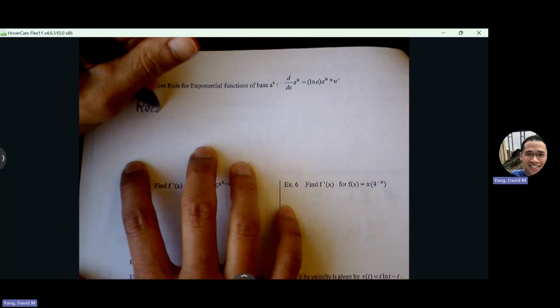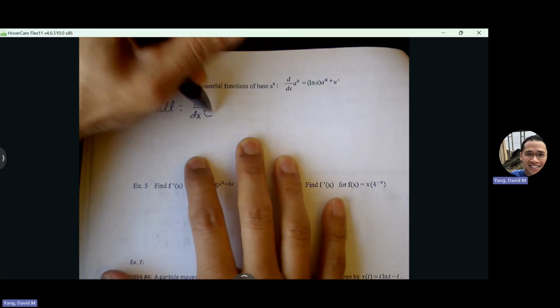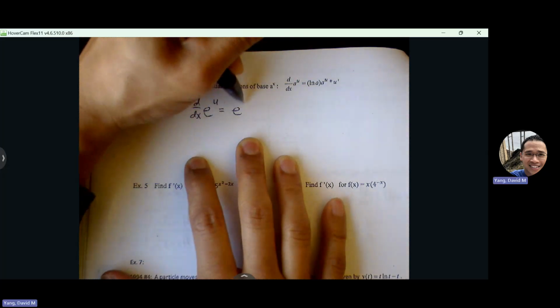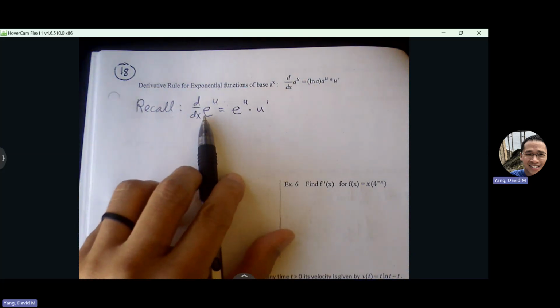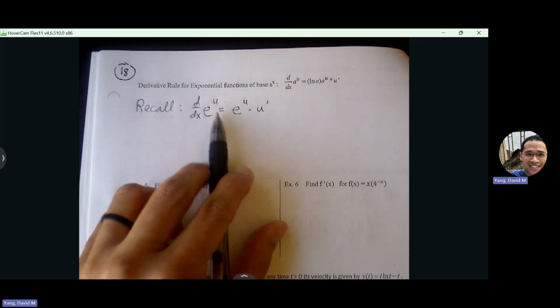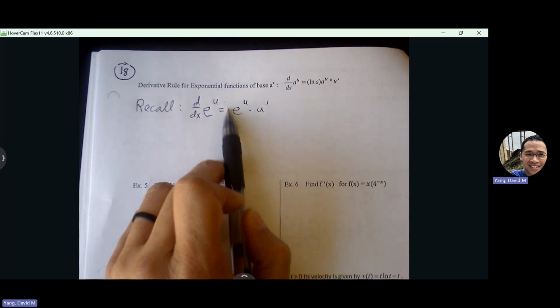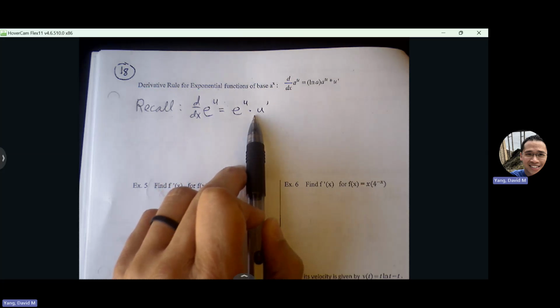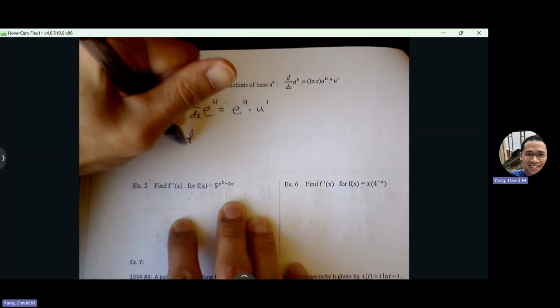Let's recall a more recent rule that we already know. We know the derivative for e to the u is just e to the u times u prime, right? If it's base e raised to a variable expression, the derivative is going to be just the original function that shows up times the exponent's derivative. Right? So here's the new rule that we're going to learn.